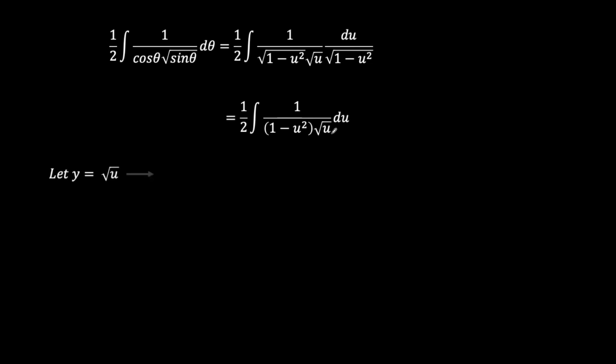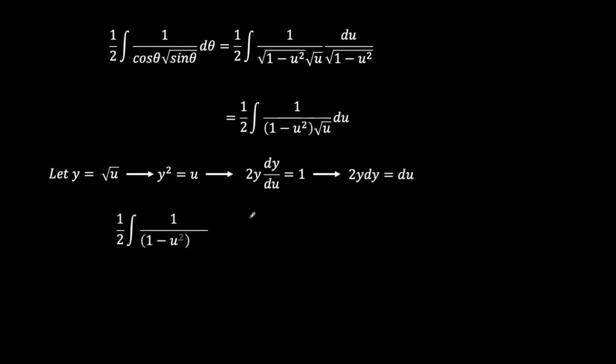And so let y be equal to square root of u. Therefore, y squared is the same as u, and 2y dy is equal to du. So this integral here now becomes half the integral of 1 over 1 minus y to the power 4, in place of y squared, and then y in place of root of u, and then in place of du we have 2y dy. And so this y and this cancel, and this 2 and the half cancel out.